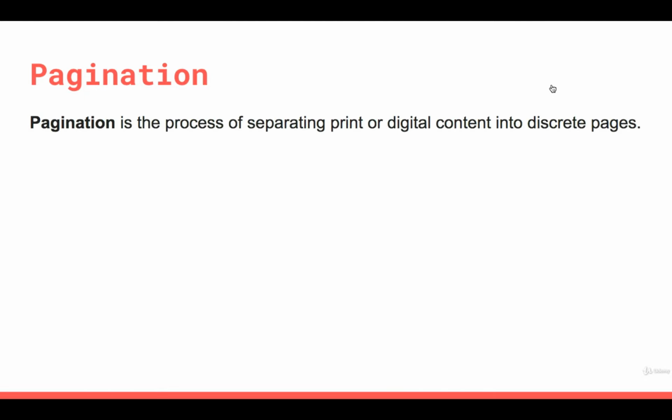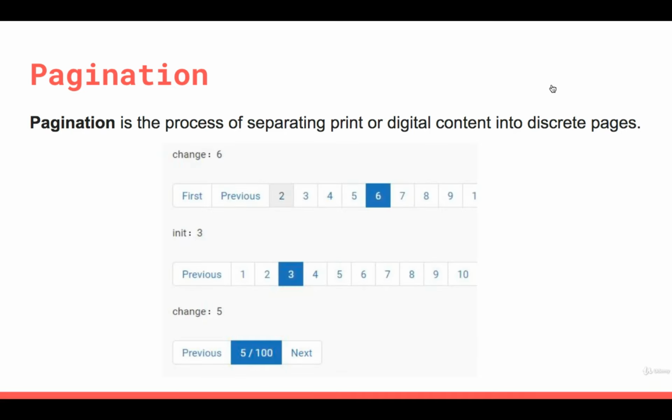So what exactly is pagination? Pagination is actually the process of separating print or digital content into discrete pages. So if you have ever used any website with lots of content on it, you will be able to see these kinds of things at the bottom of the web page, which allow you to navigate through your entire website. So let's say, for example, you're browsing an e-commerce website, and you search for a particular product, and there are going to be 1,000 products in that category.